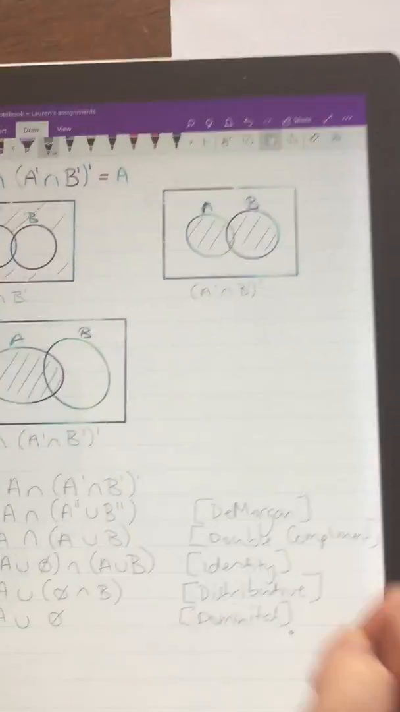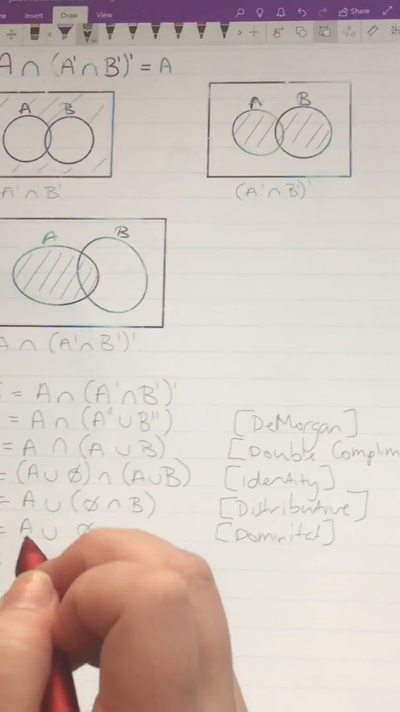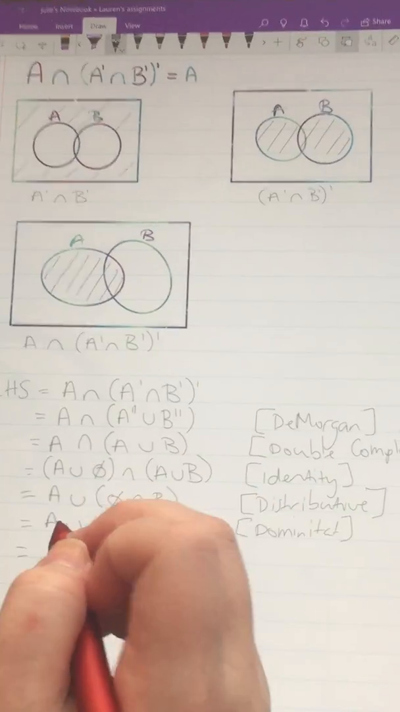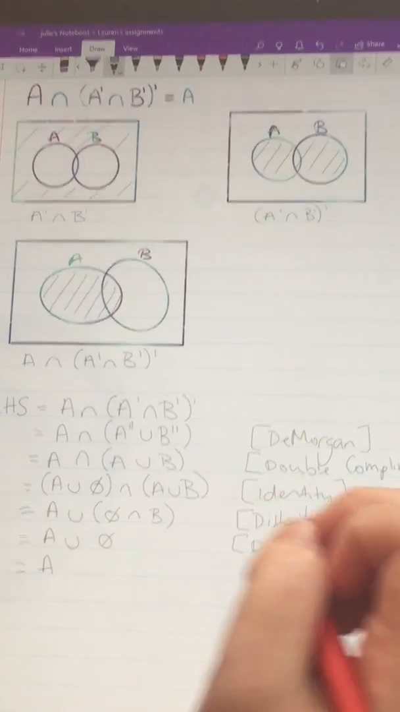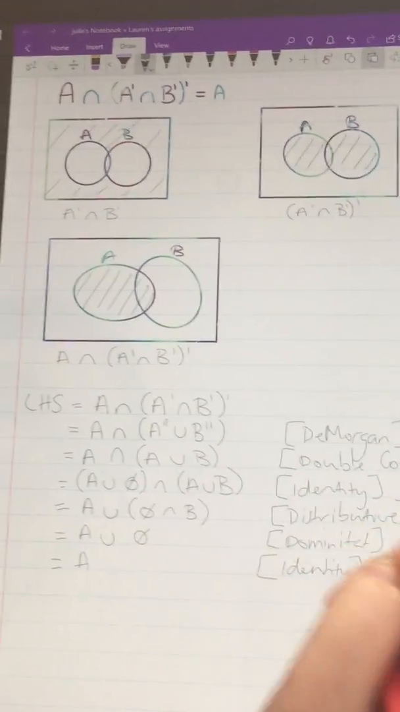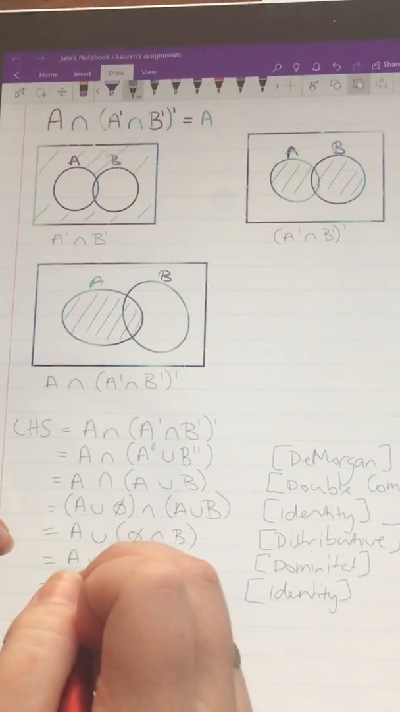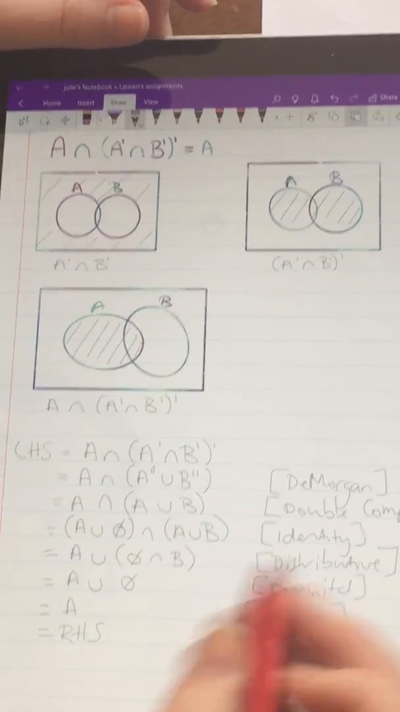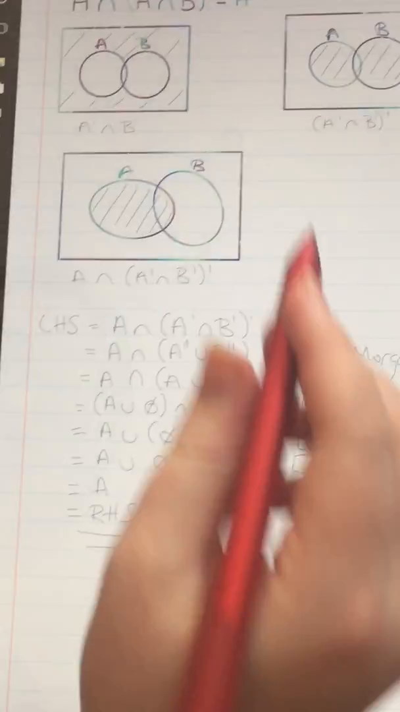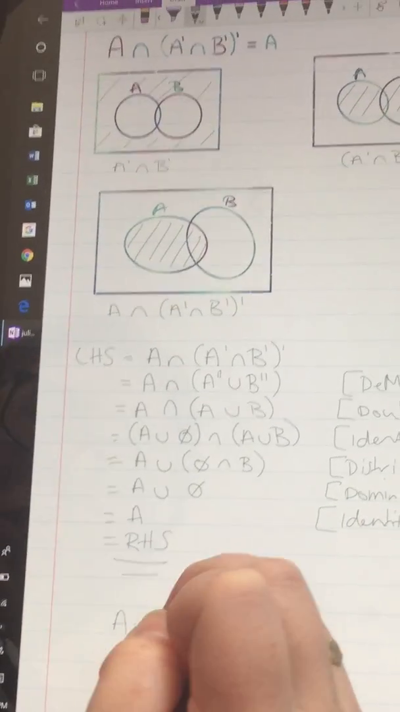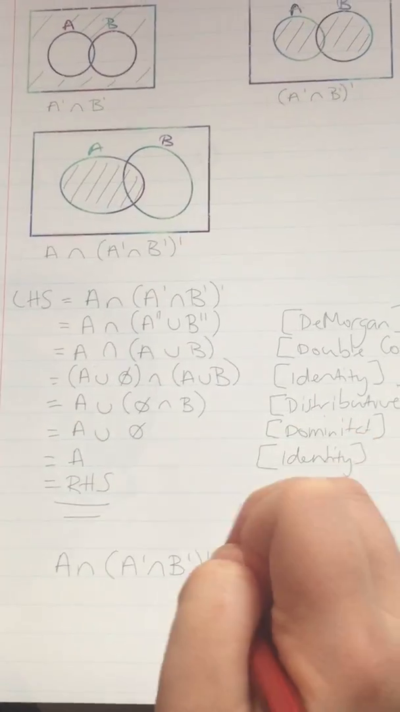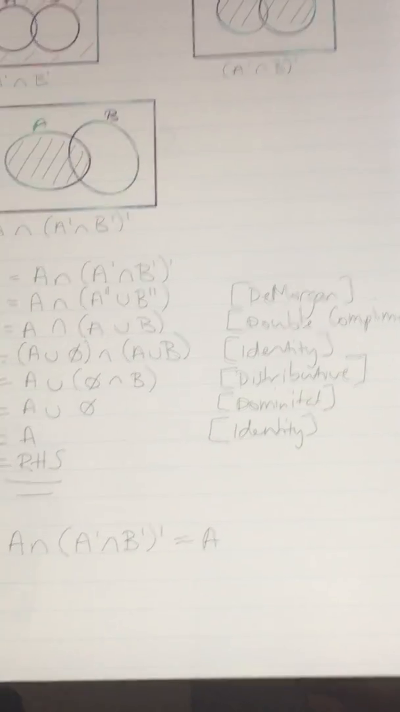that's not how you spell it, but no one cares. Anything that's now unioned with the null set is that, which is identity. So then you have A, which is the right-hand side, so that equals the right-hand side. So then we have proven that A ∩ ¬(¬A ∩ ¬B) equals A.